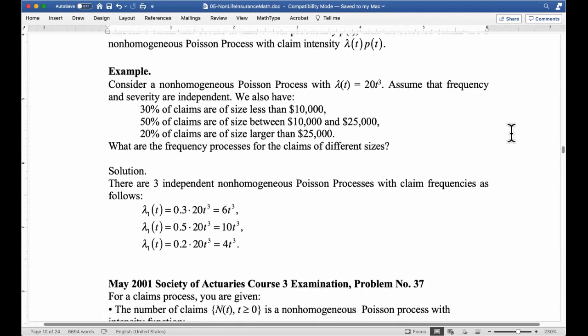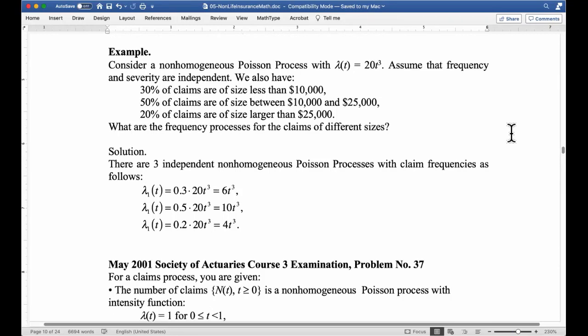And here's an example of that. So consider a non-homogeneous Poisson process with lambda of t equal to 20t cubed. Assume that frequency and severity are independent. So frequency is how often the claims show up, and severity is how big the claims are. And we basically assume that those are independent.